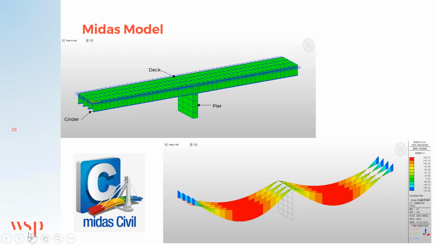Over here, you can see the Midas model. We can see the deck that was modeled, the girders, as well as the pier. And at the bottom there is an idea of how the moments were behaving under the different loads.